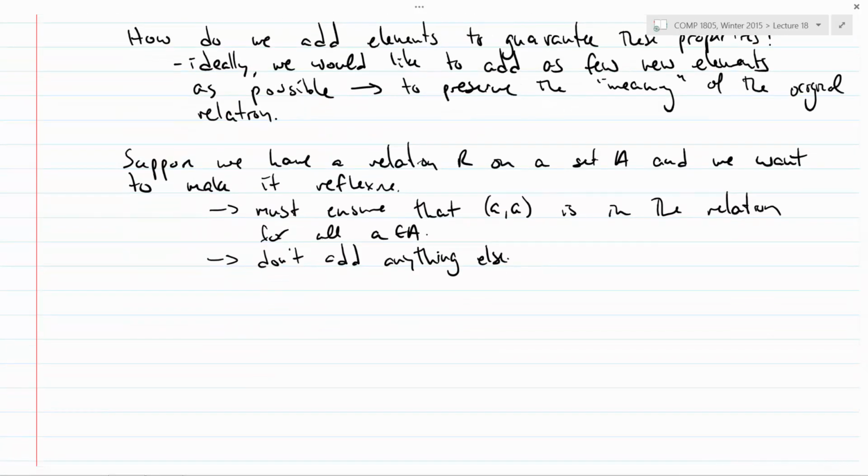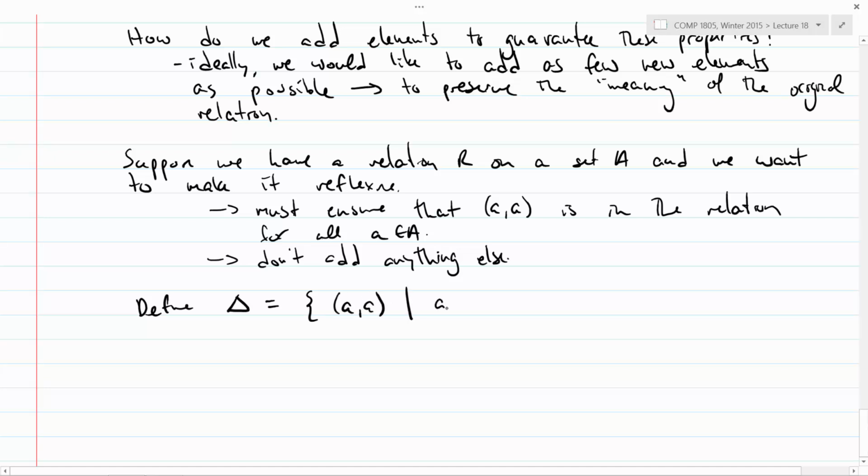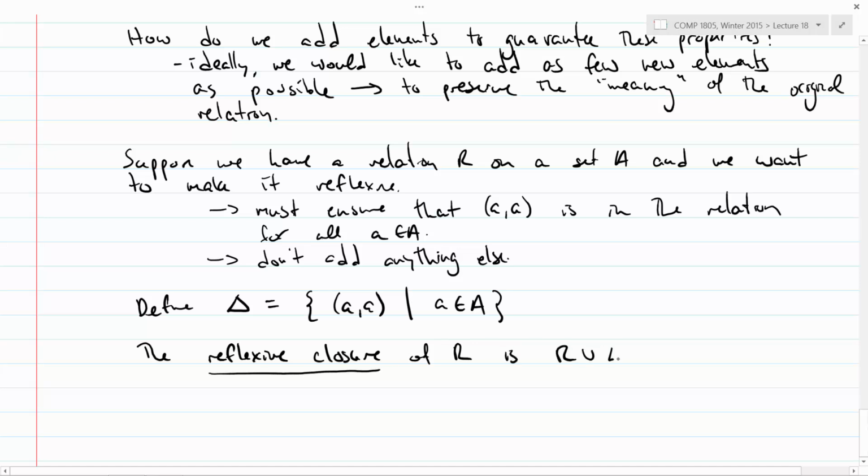All right. So the way we do that is the following. We define something called delta. So that's a capital delta, which looks like a triangle. And it's the following special set. It's the set of (a, a) such that a is in A. So it's all of the matching pairs, if you like. The reflexive closure of R is just R union delta.